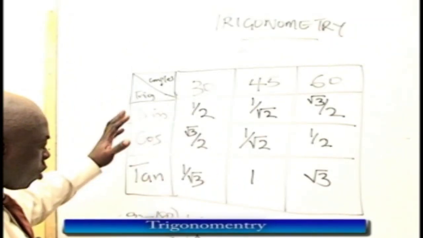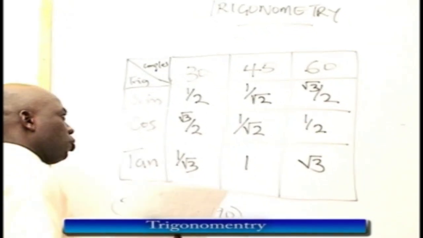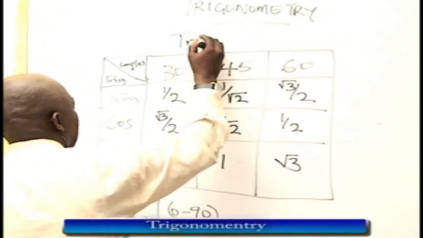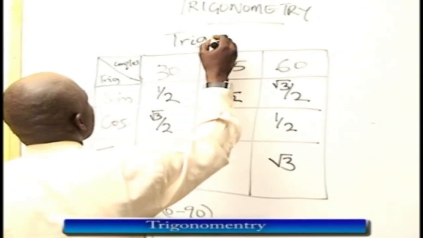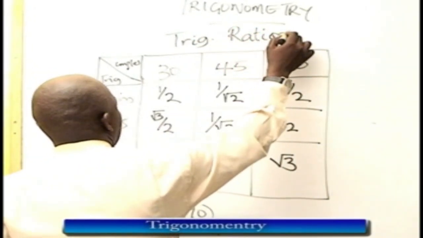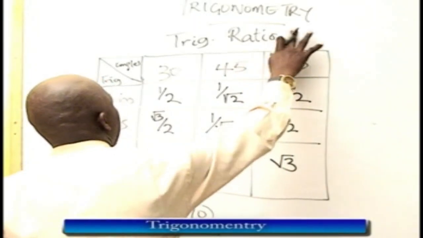Alright, now this is what we call trig ratios. Trig ratios. There is no shortcut. You have to learn them. You have to memorize them.